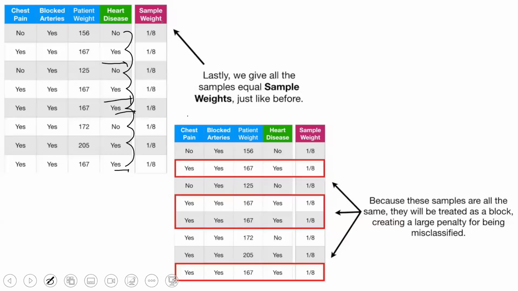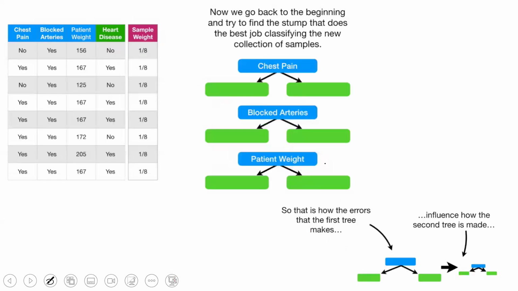So now there are multiple copies of these records, so there will be a larger penalty if they are being misclassified. As these are all the same records in the learning process, that particular model will try to emphasize more importance to rightly classifying these records. Or if it wrongly classifies, it has a higher impact on its accuracy, right? So now again, you go back to the beginning and try finding the stump that does the best job.